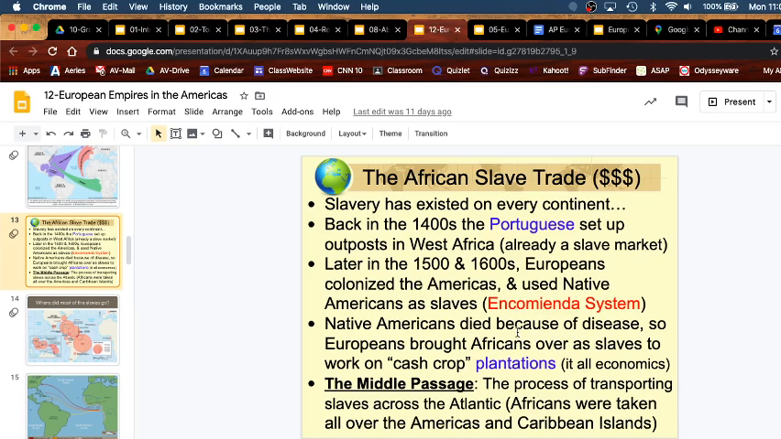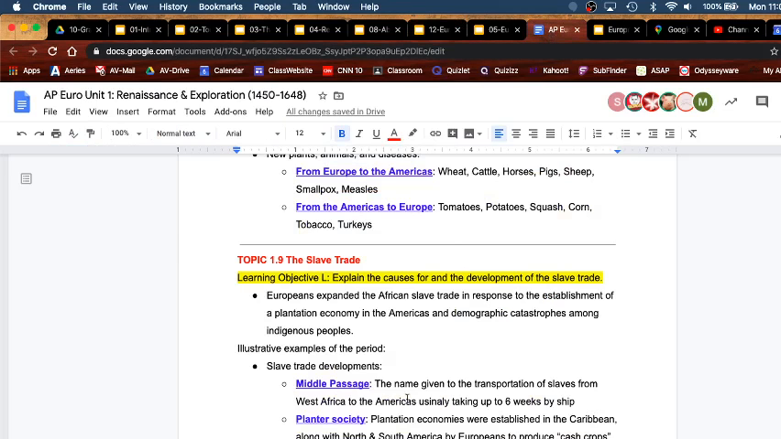So I guess what I'm trying to say is that Europeans did use natives as slaves, but they just couldn't keep up with the demand for growing these cash crops, this encomienda system, or these plantations. Plantations are giant farms that were used to make cash crops. And so that's what I wanted to point out.